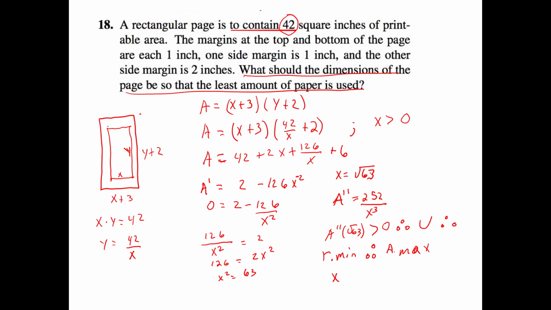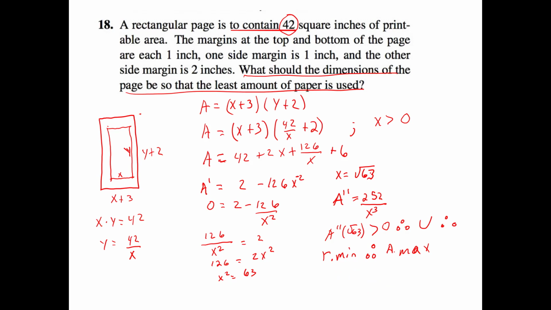So then our answer is x is equal to the square root of 63. But that's not what we were being asked. It says, what should the dimensions of the page be, right? So x is just how long it is along the printable space. So I shouldn't have circled this yet, right?